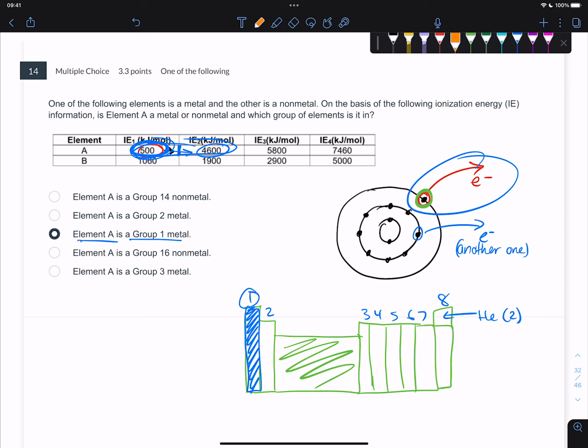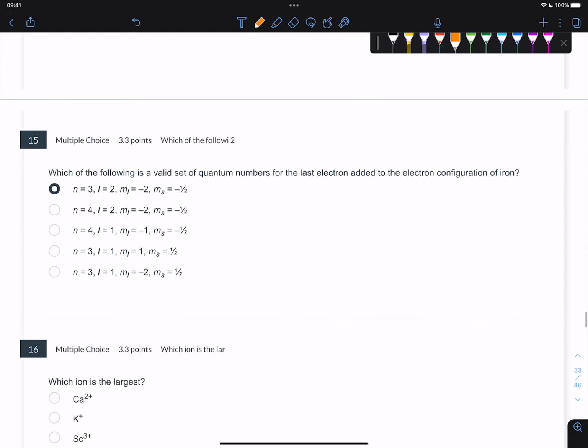Also recognize that for element B, there's not a very large jump anywhere. I mean, it gets progressively harder as it should, but there's no major massive jump. So this means that it has more than 4 valence electrons, and that means that it's going to be a nonmetal. Number 15.